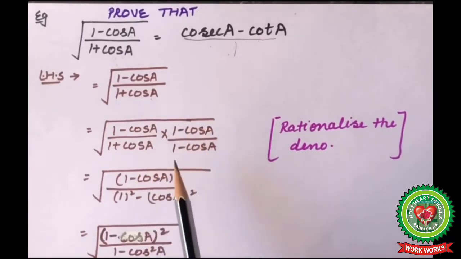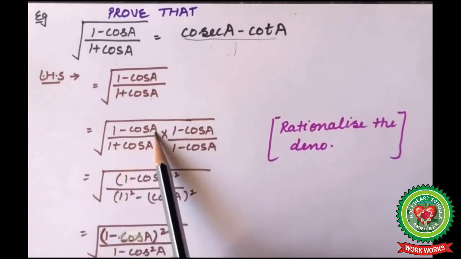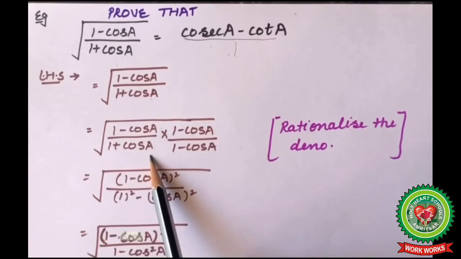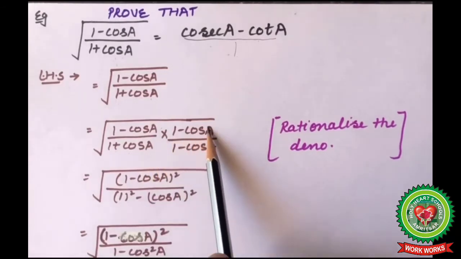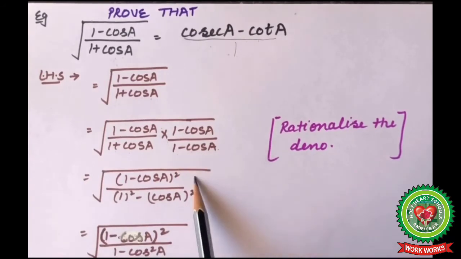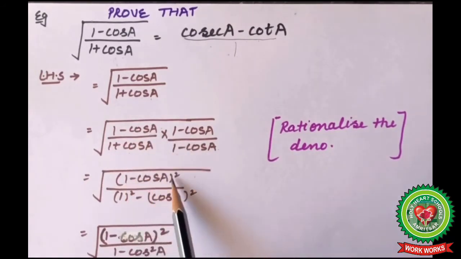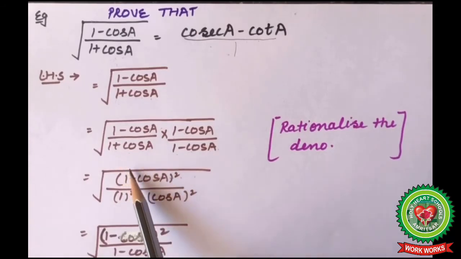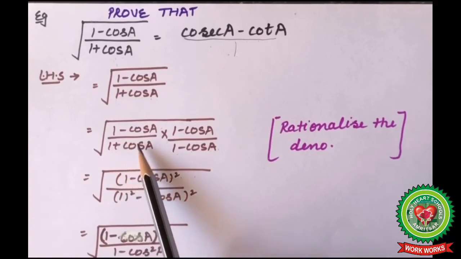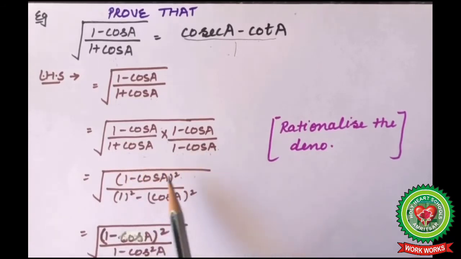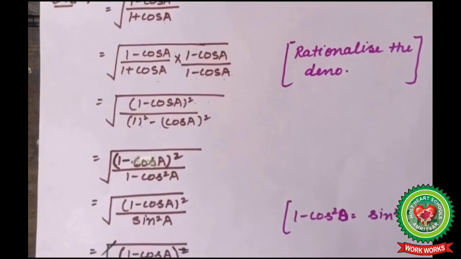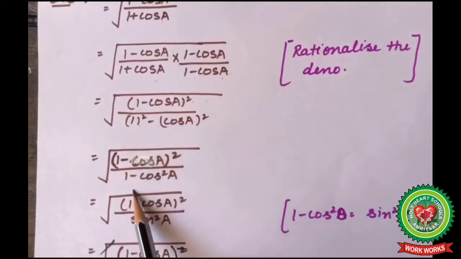So on rationalizing, we get square root of (1 minus cos A upon 1 plus cos A) into (1 minus cos A upon 1 minus cos A). In the numerator, it will become (1 minus cos A) whole square, and in the denominator, it is the identity of (A plus B) into (A minus B), which is equal to A square minus B square. So on applying this, we get (1 minus cos A) whole square upon 1 square minus cos square A. The numerator will be written as it is and the denominator will become 1 minus cos square A.